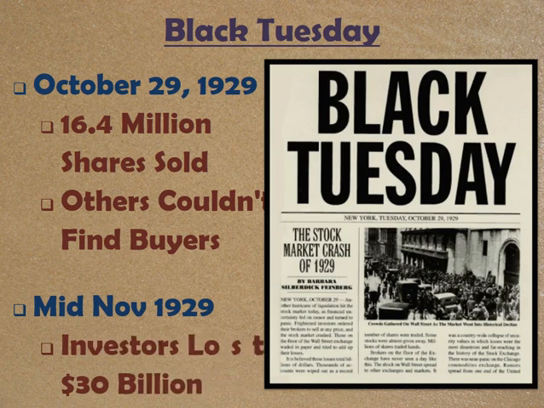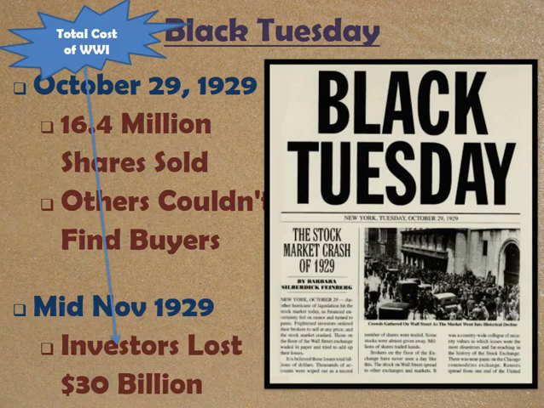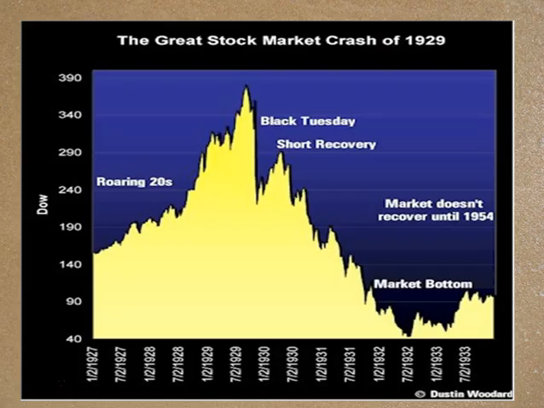By mid-November of 1929, investors had lost over $30 billion. Keep in mind, this is about what World War I cost. We know World War I cost a little bit more than that. But by 1929, investors had lost over $30 billion. And if people lose $30 billion, this is $30 billion that they are not spending in the economy. The stock market crash does terrible things.